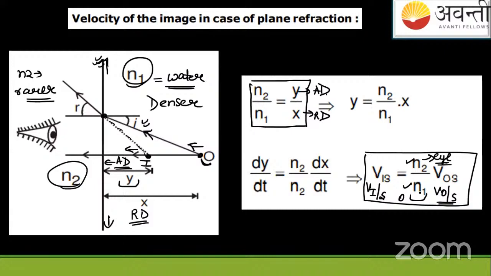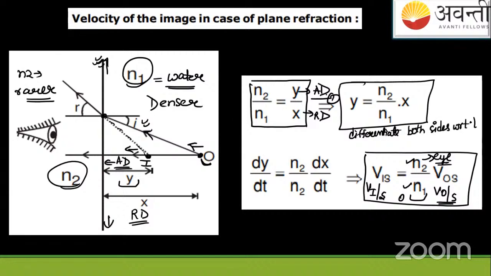Got it? How is this derived? Simple, they have used this first equation, done some modification, and moved this x there. So when you differentiate both sides with respect to t, you'll get dy by dt, and this is dx by dt. How much is dy by dt, students? Anyone? What is it basically?